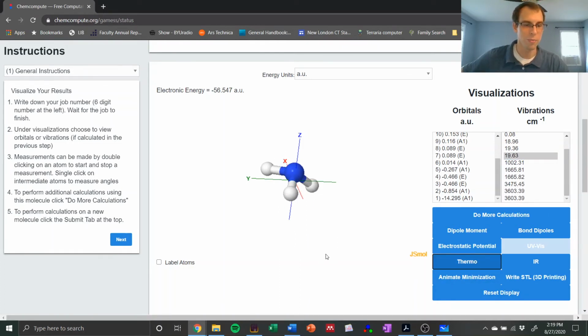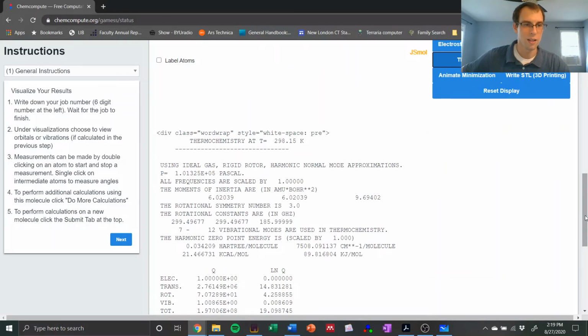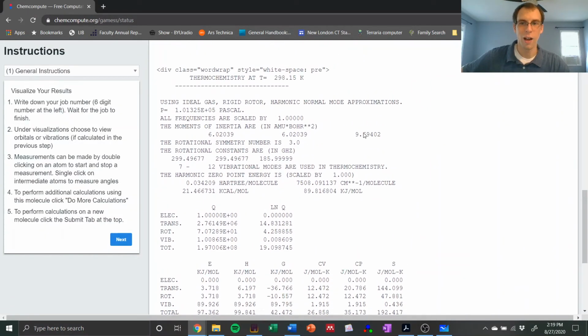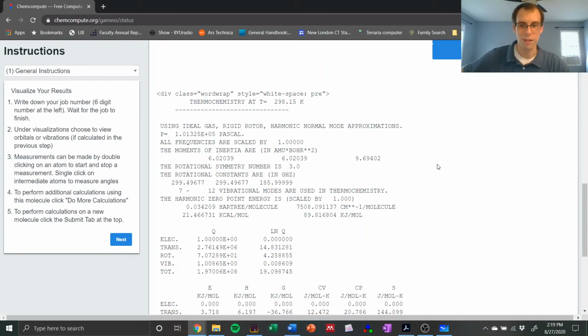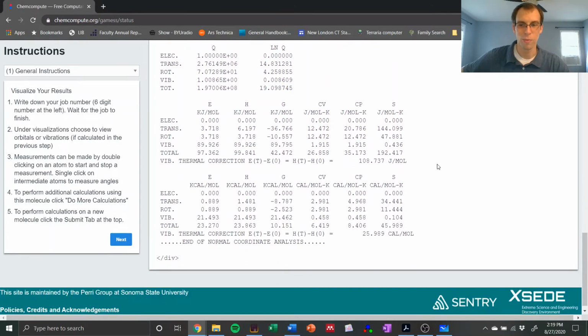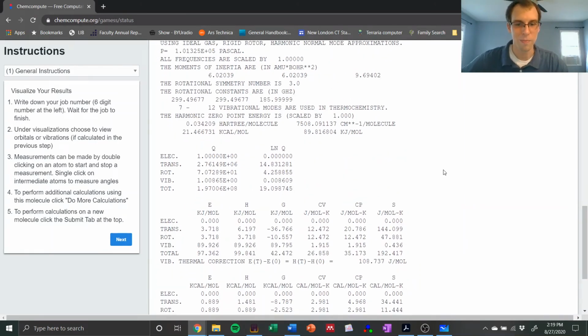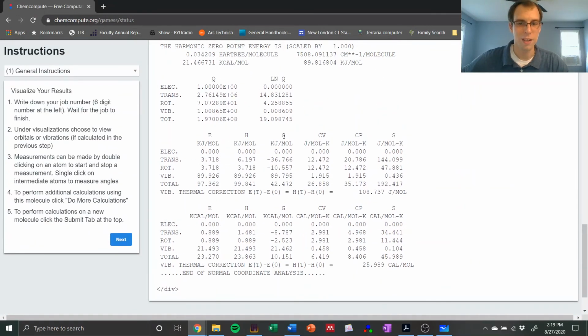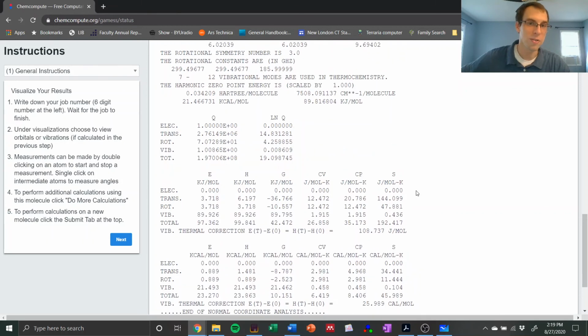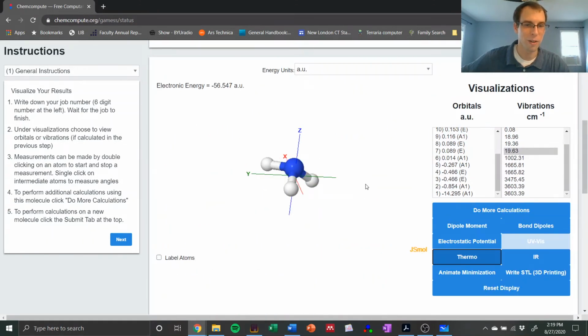We can click on thermo here. And if we scroll down, it tells us some of the thermochemistry. So what's the total energy of the electronic part, the translational part, vibration, rotation. So we see we have enthalpy, Gibbs energy, constant volume heat capacity, constant pressure heat capacity, entropy. And so you can get all sorts of interesting information about our molecules from computational chemistry. And so this is an example of doing that for ammonia.